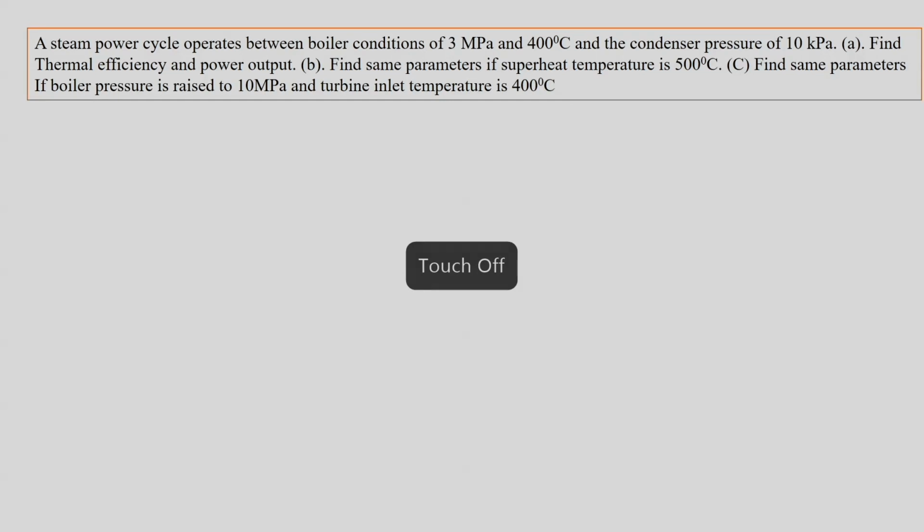So let us see what to do for the first part. For the first part, we will first draw the TS diagram.